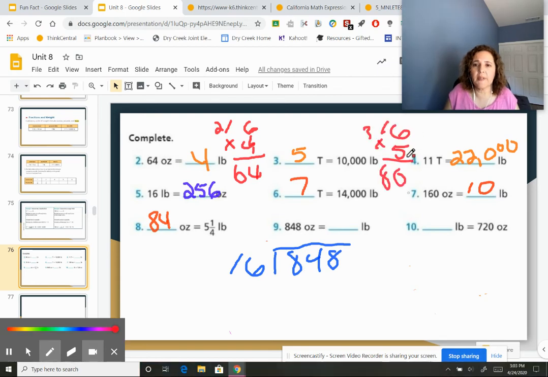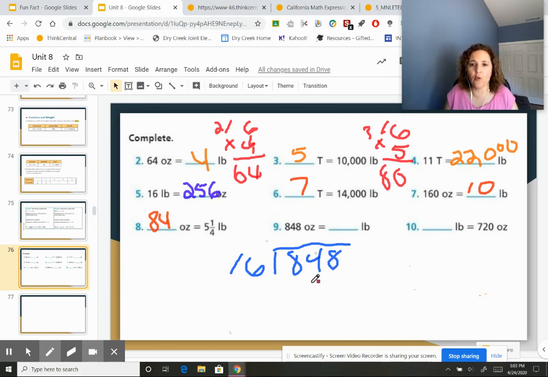My 16 times 5: 5 times 6 is 30. Carry my 3. 5 times 1 is 5, plus 3 is 8. 80. So yep, that's going to give me close. I can't do any more because it's going to give me a bigger amount. So I'm going to put my 5 up here, and then I'm going to subtract my 80.